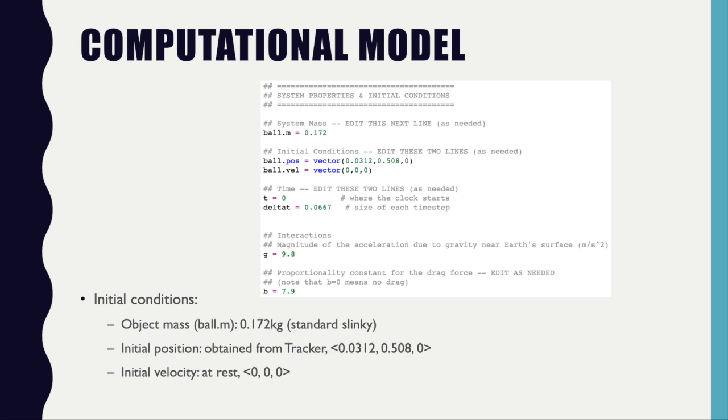To create the computational model in GlowScript, I first had to set the initial properties of the experiment, which are the slinky's position, mass, and initial velocity, which is 0. I also defined the gravitational constant and drag coefficient, which is found using trial and error to match up our expected data as closely to our observed as possible.